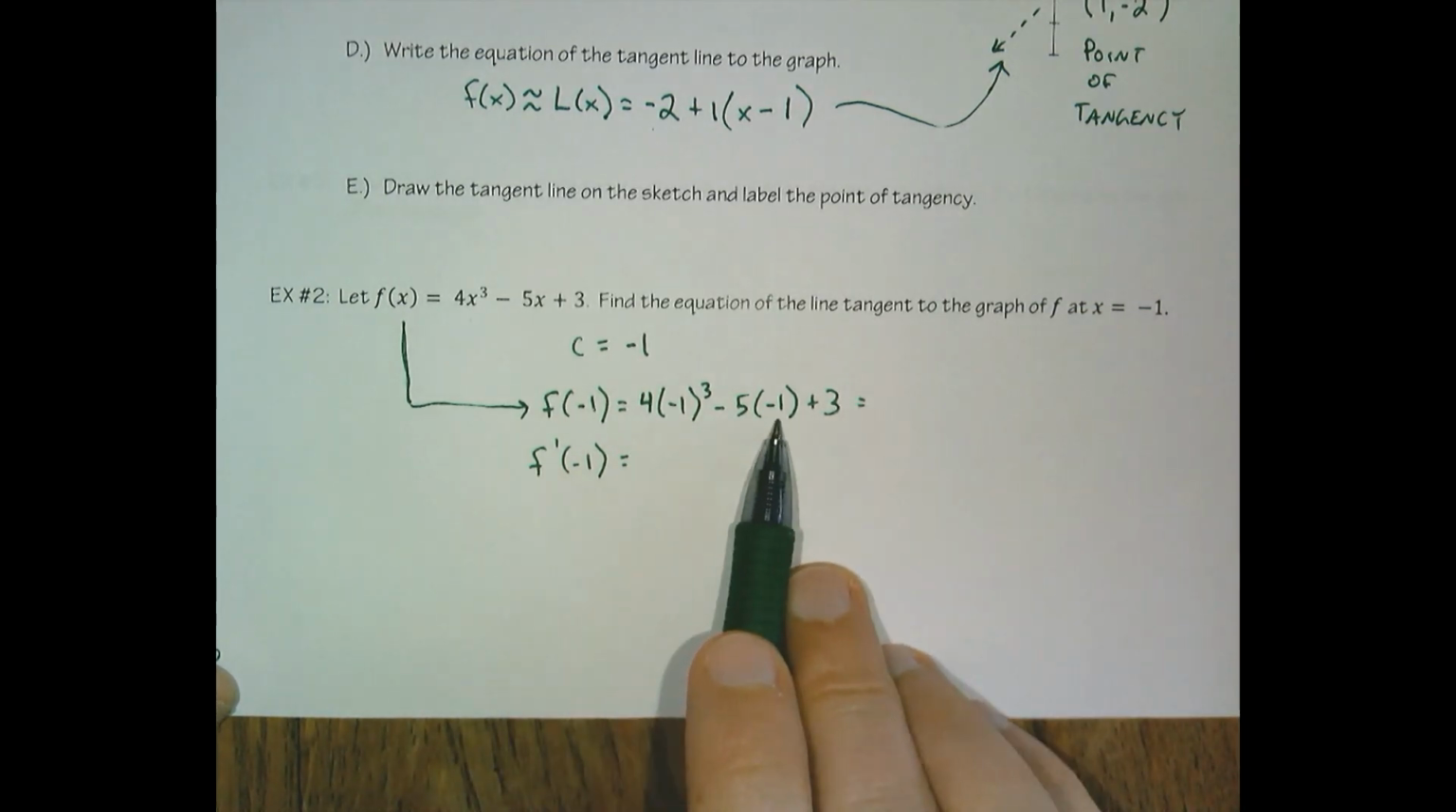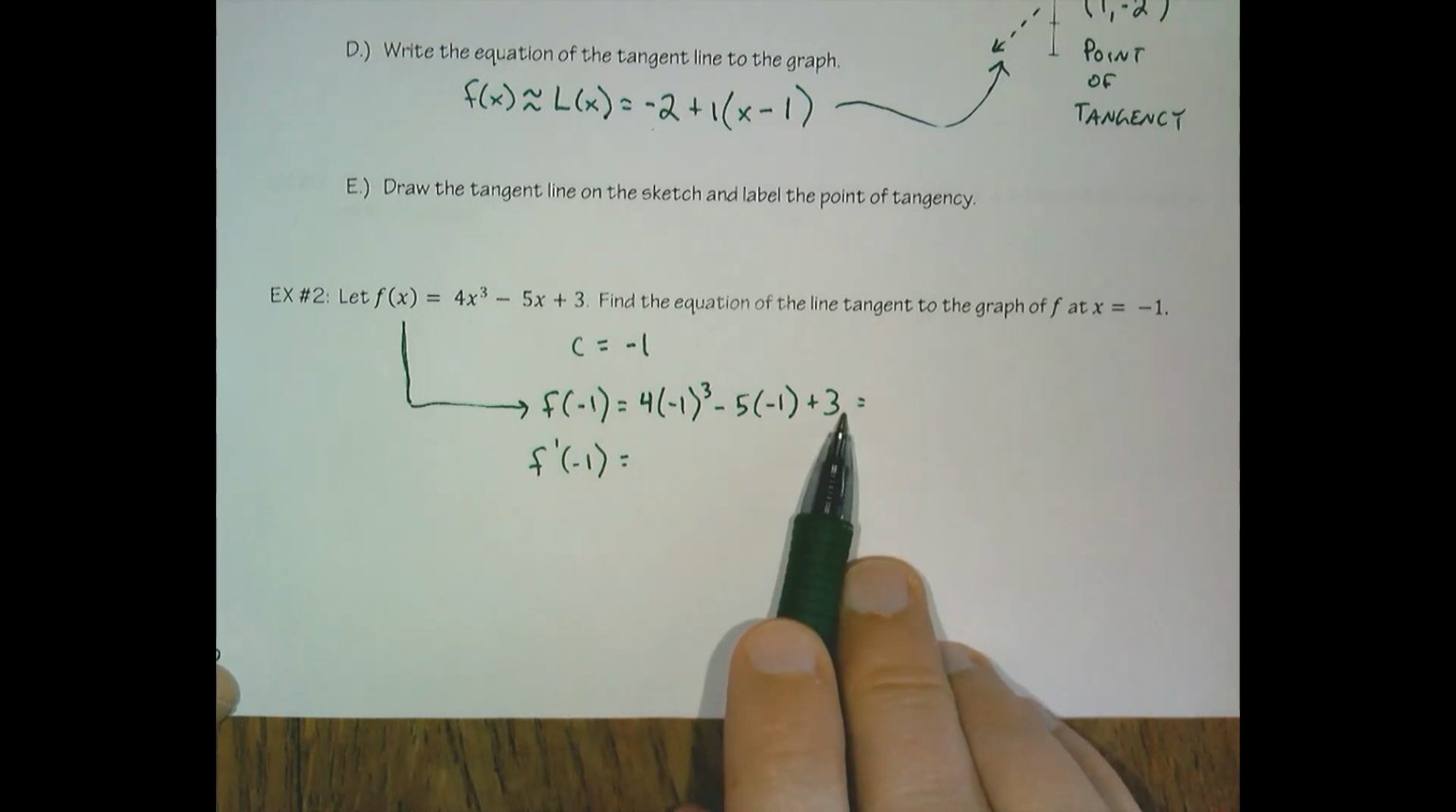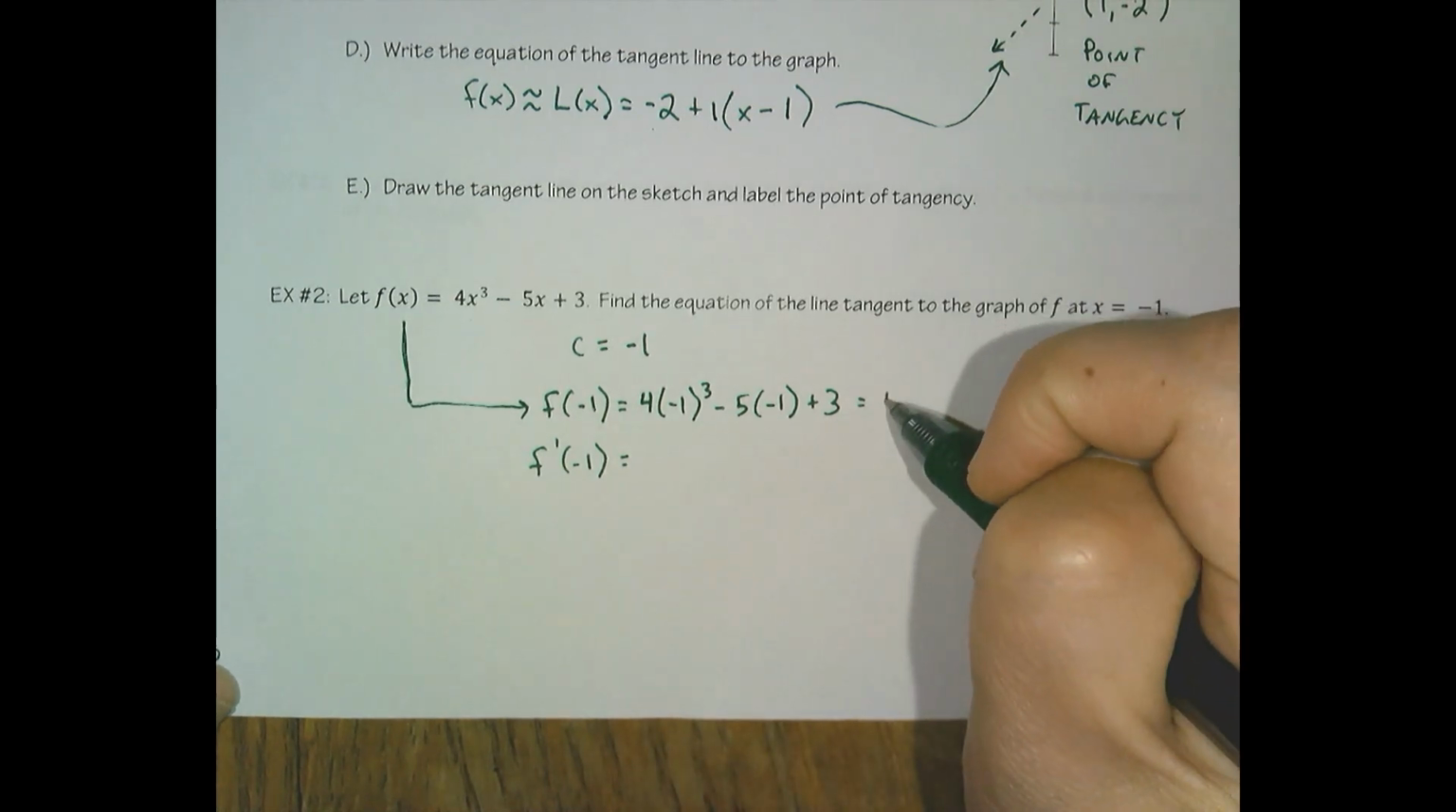Negative 4 plus 5 plus 3. Negative 4 plus 8 is 4.